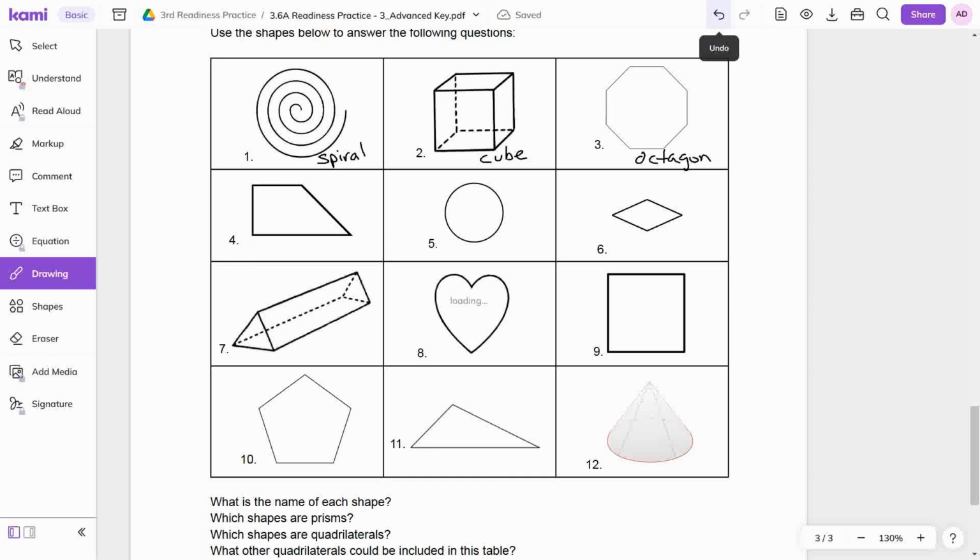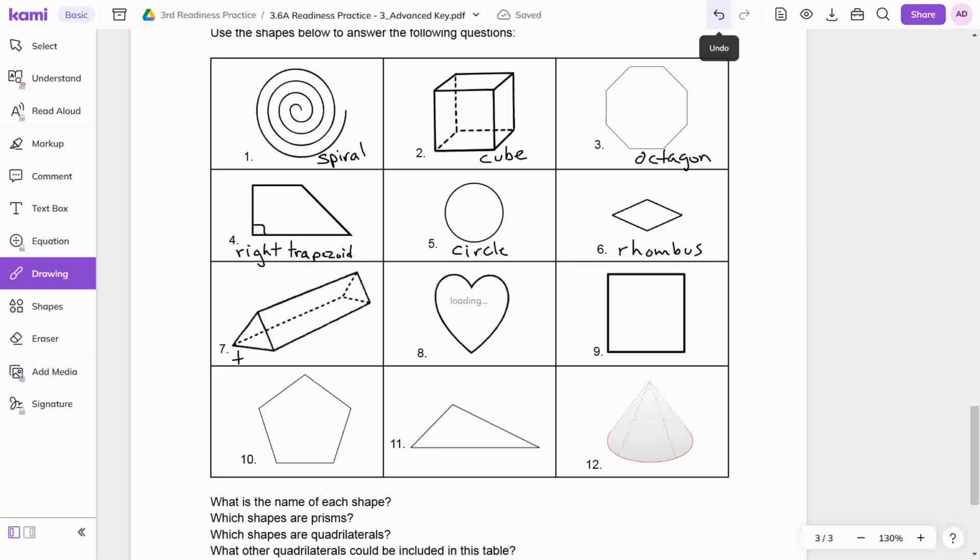Now this is a trapezoid, but it's not an isosceles trapezoid. It's a right trapezoid. So a right trapezoid is a trapezoid that has right angles. So it's got square corners, but it only has one pair of parallel lines, and it is a quadrilateral. So it is a trapezoid. So this is a circle. This is a four-sided shape, and it is a rhombus because it has 4 equal side lengths.